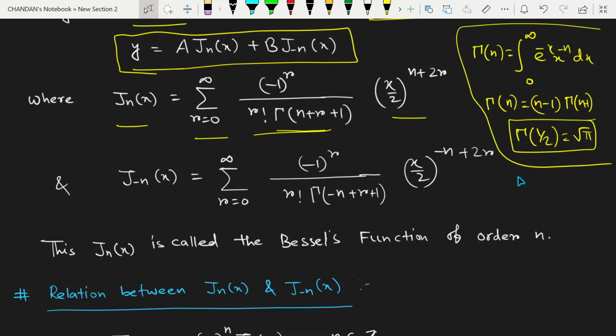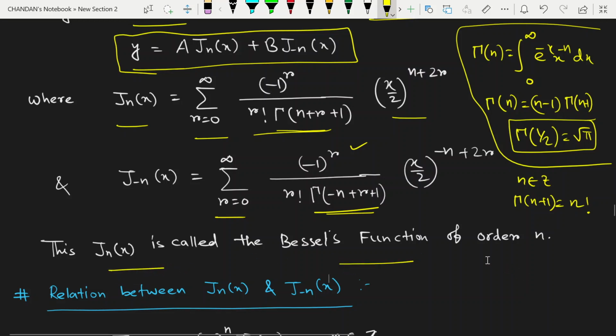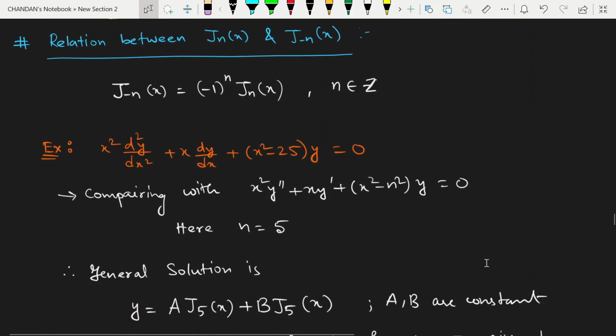If n is an integer, n belongs to Z, then gamma of n plus 1 is simply n factorial. This is the gamma function, which is needed in the Bessel function. And J of minus n(x) is equal to the summation r equal to 0 to infinity of (minus 1) to the power r by r factorial into gamma of (minus n plus r plus 1) into (x by 2) to the power (minus n plus 2r). Here only n is replaced by minus n. So Jn(x) is called the Bessel function of order n. You can take screenshots of this theorem or of this function.